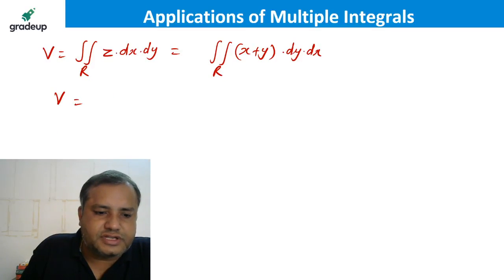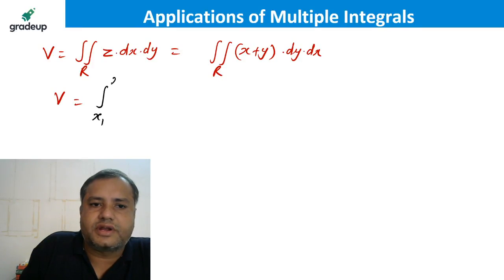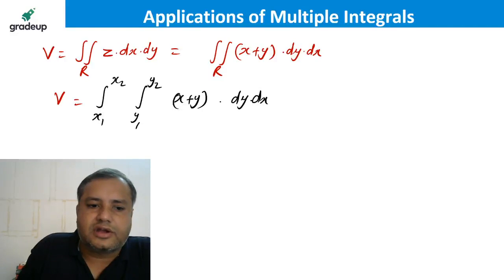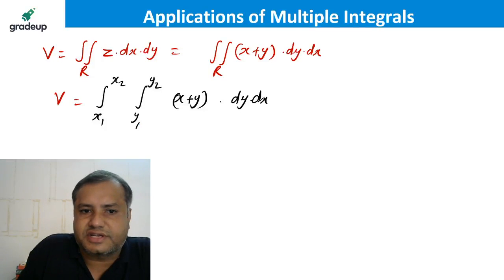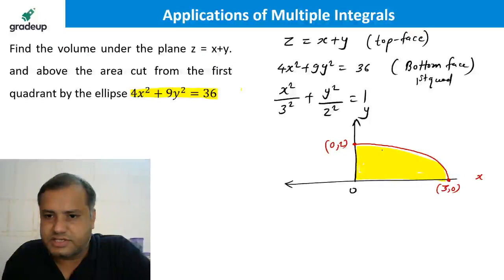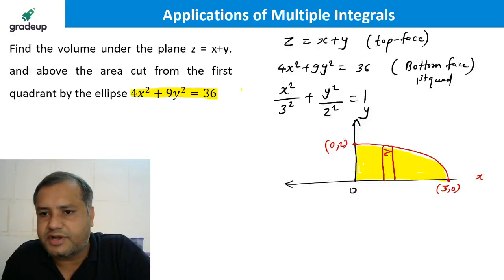I wish to integrate first with respect to y, then with respect to x. So x will be my outer integral, y will be my inner integral, x plus y is the integrand function, dy and dx. Now what is needed? Sir, we need the limits. So limits will be obtained from region R, that is the first quadrant of the ellipse. So we will draw a strip PQ parallel to the y-axis in the region of integration.